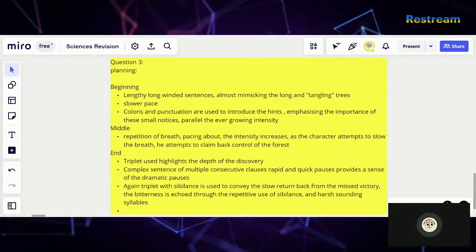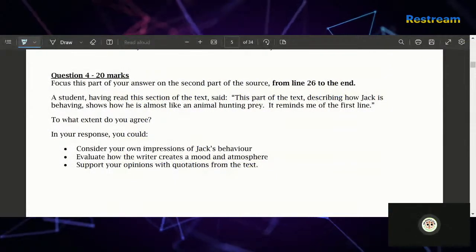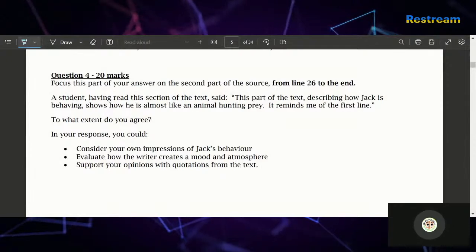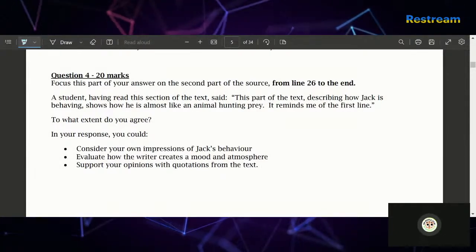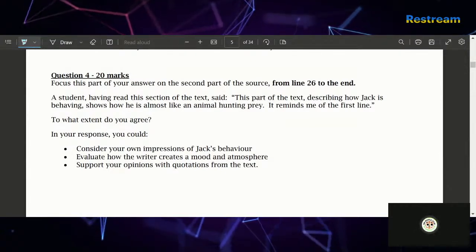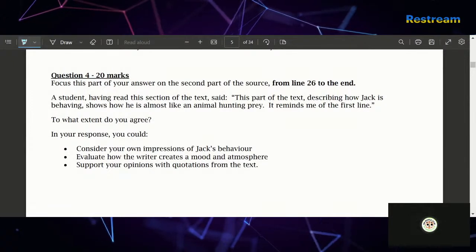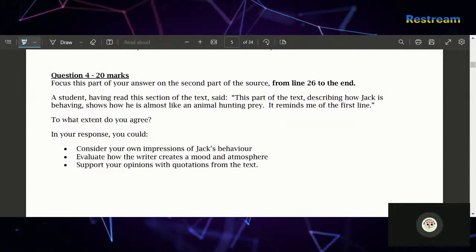We're now going to move on to question 4, which is the 20 marker. This is the main marker in the paper 1 section A, and it tends to go like this. Focus this part of your answer on the second part of the story where, and then you get a statement.